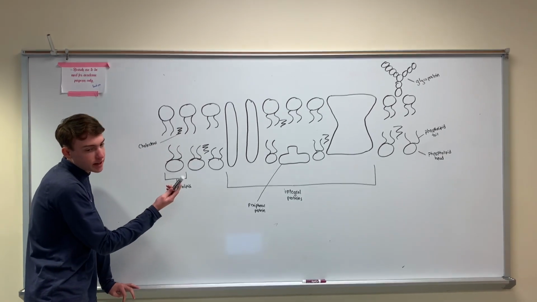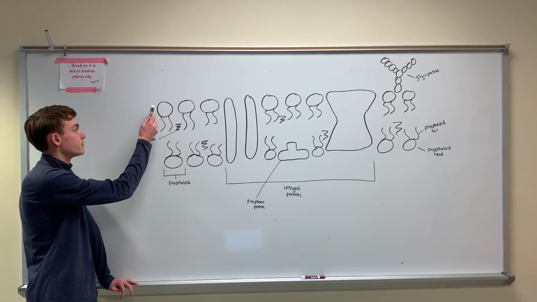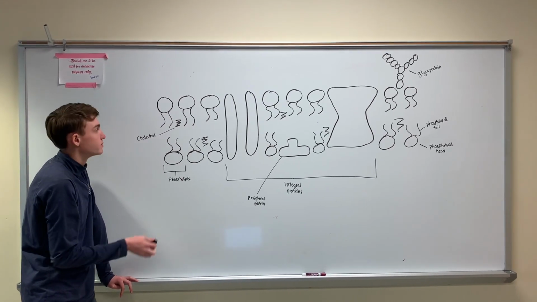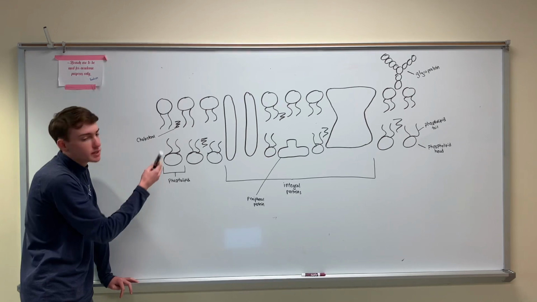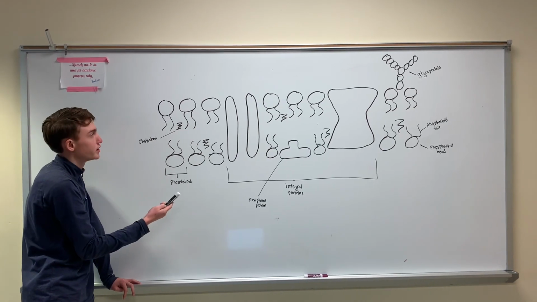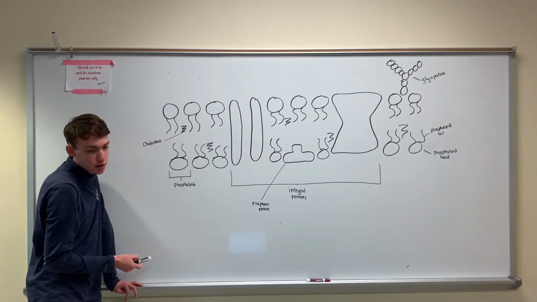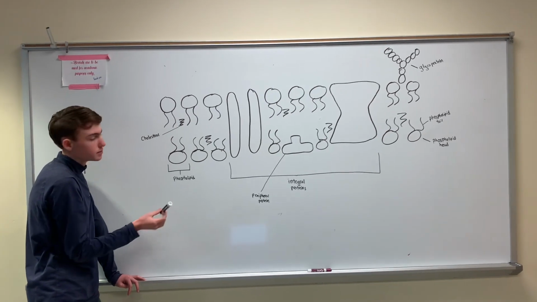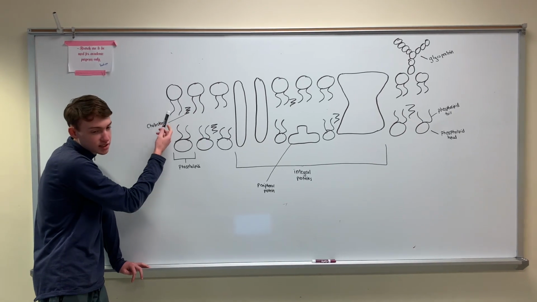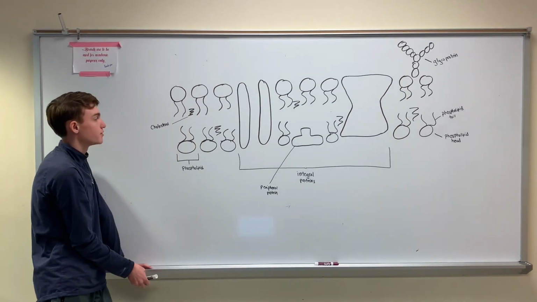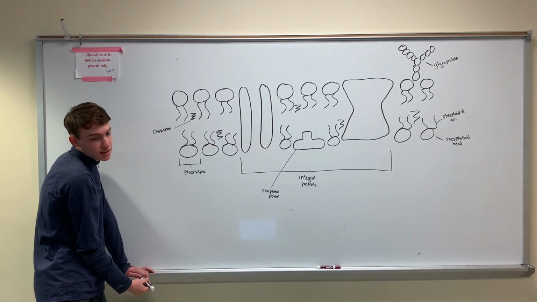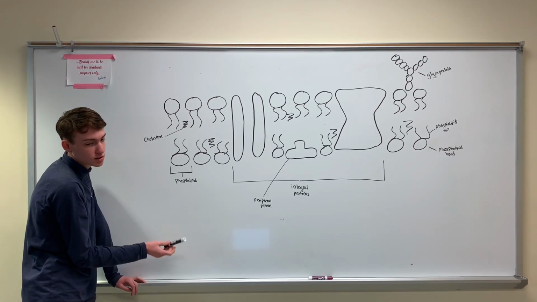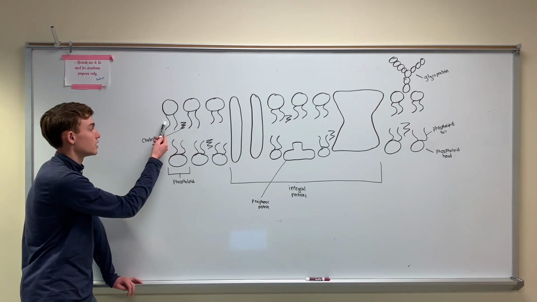So the phospholipid head is made up of the phosphate group of the phospholipid, and the head is hydrophilic, meaning that it will dissolve in water, and this is also the polar side of the molecule. And then the other part is the phospholipid tail, and this is made up of the fatty acids of the phospholipid, and this part is hydrophobic, meaning it won't dissolve in water, and this is the non-polar side.